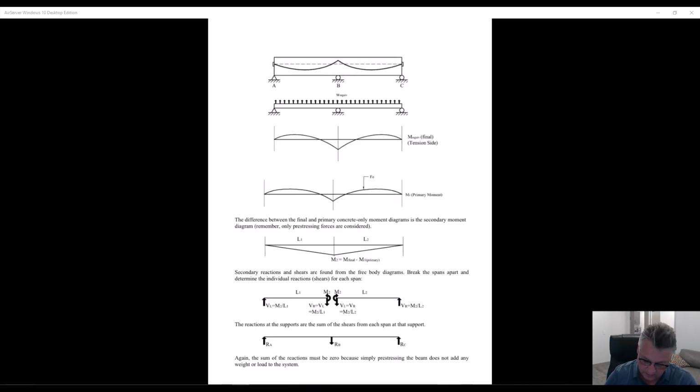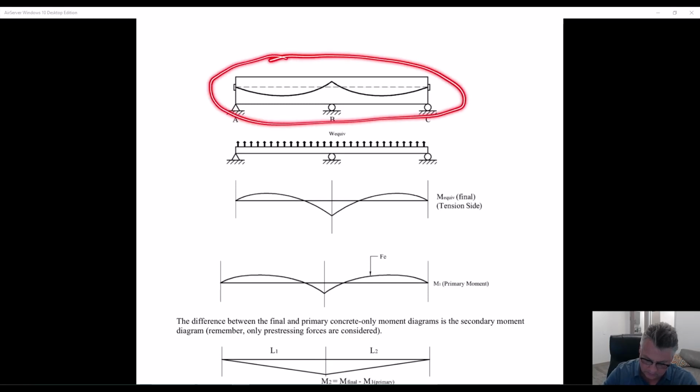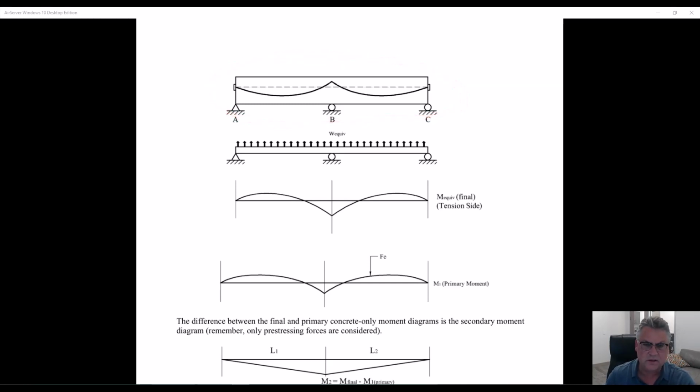So here is the process again. We have a beam, for right now weightless and loadless. We're just talking about pre-stressing. And I will likely test you on whether or not you understand that as a concept.